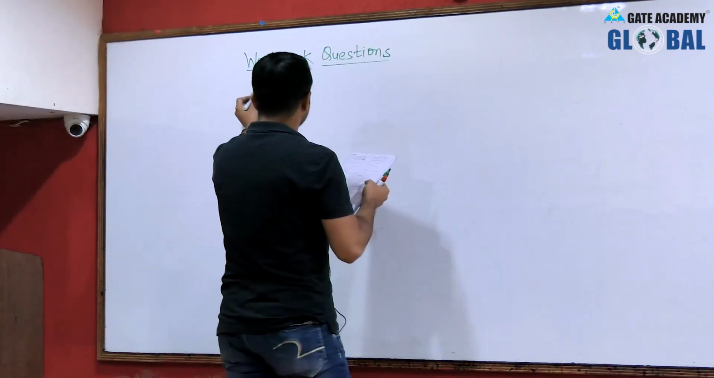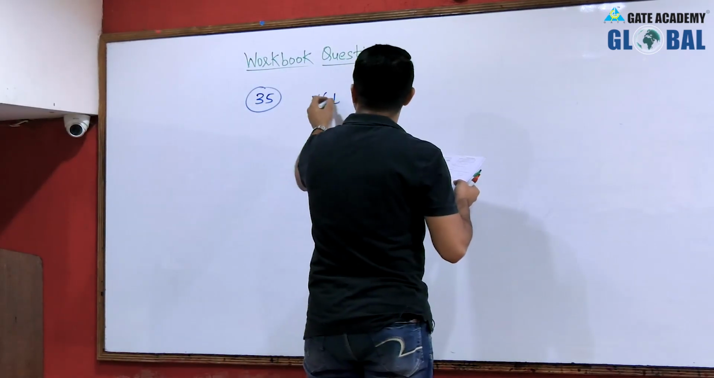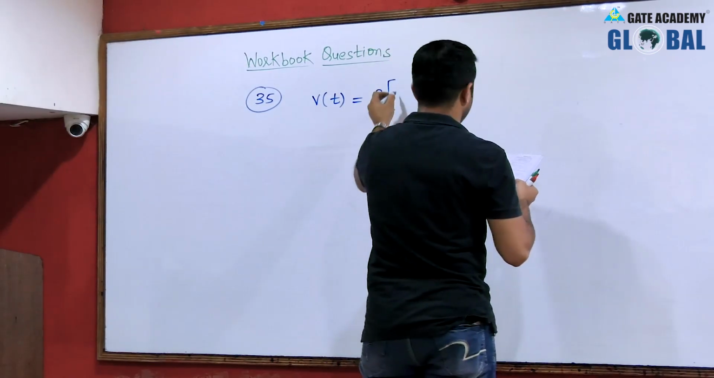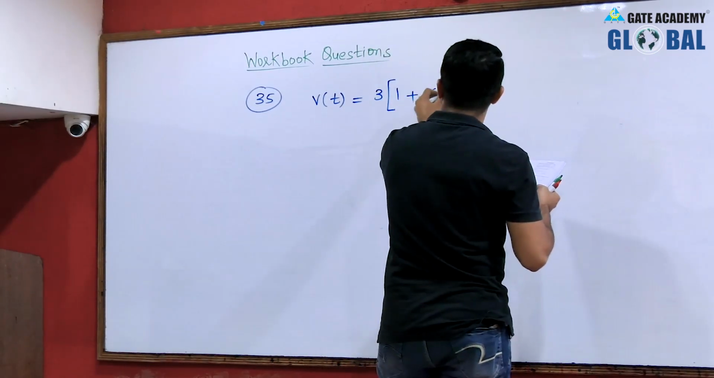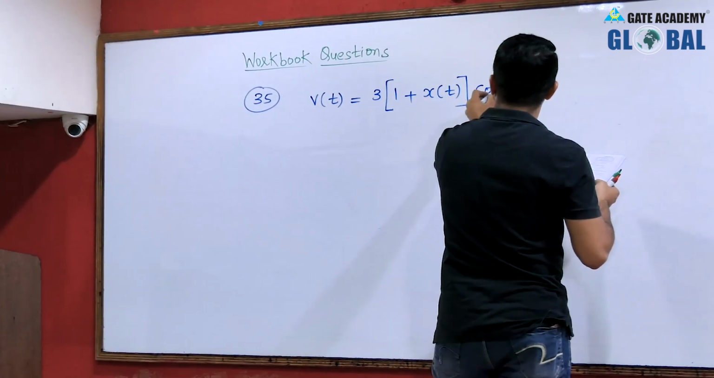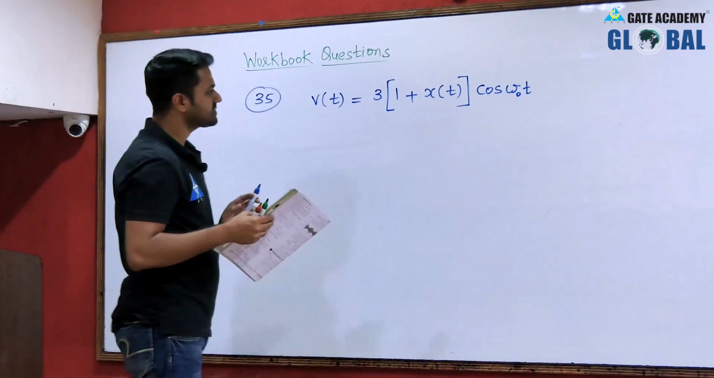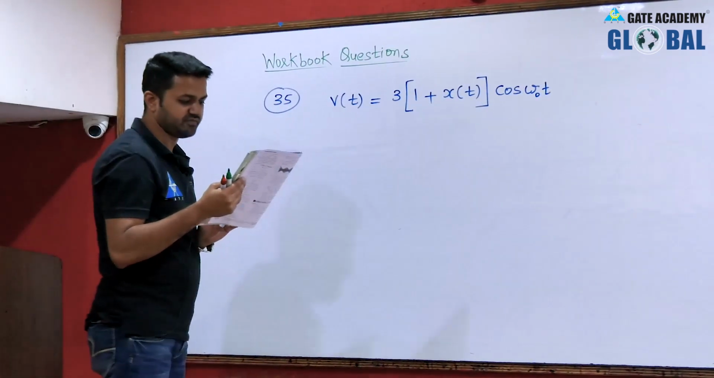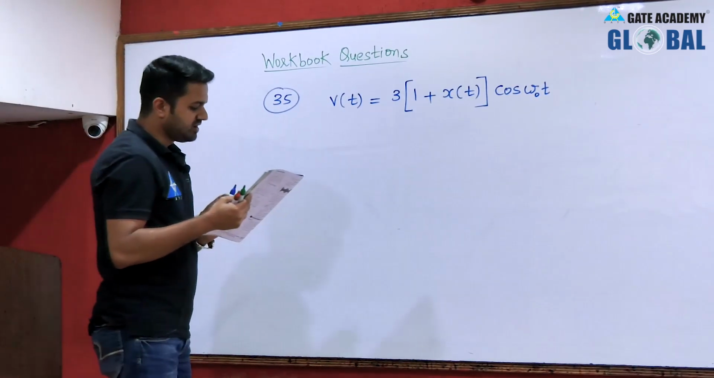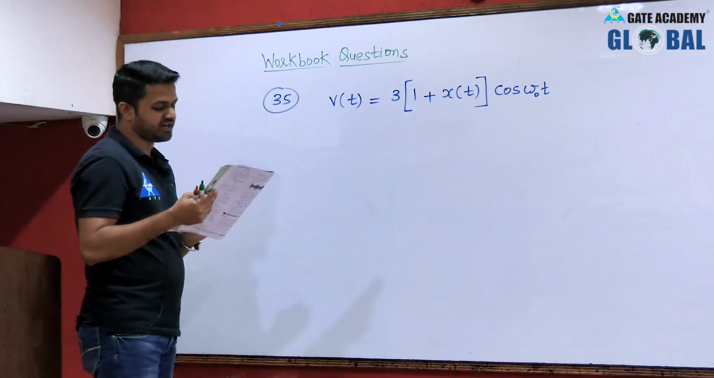So, in question number 35, we have the AM signal V of t, which is 3 into 1 plus x of t, cos omega naught t, and x of t has Fourier transform X of f, which ranges from minus fm to fm and has amplitude 1. We need the output spectrum for a coherent detector with local carrier.